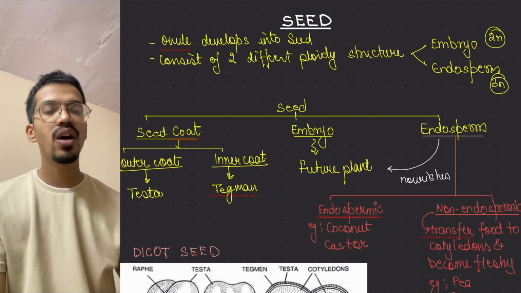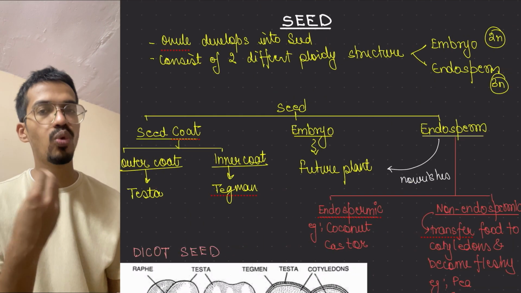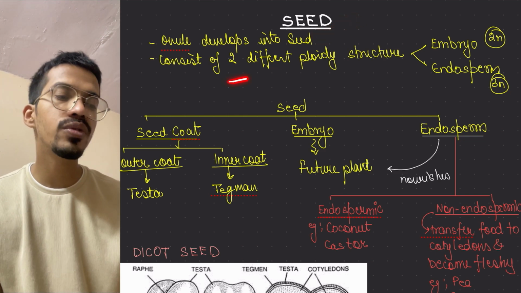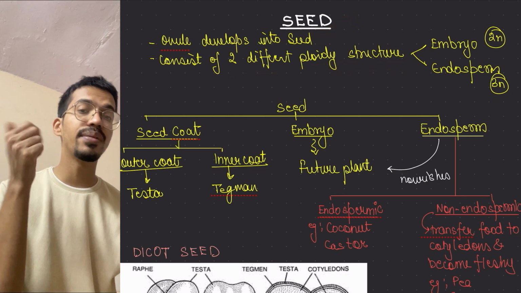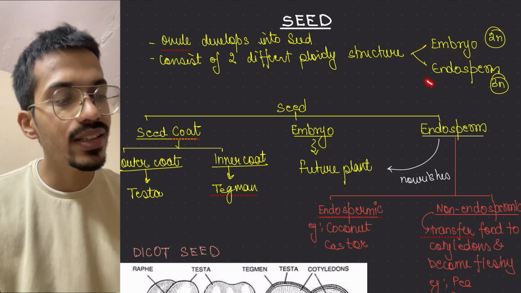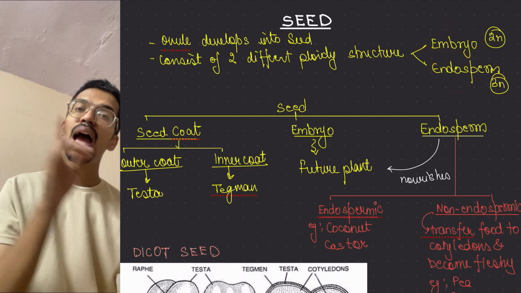After that, we have seed. We know what seeds are: when the ovule develops, it develops into seeds. It consists of different ploidy, meaning two different types of structures are present in it. One structure is called the embryo. Embryo is the baby. Another is endosperm, which has a different ploidy.